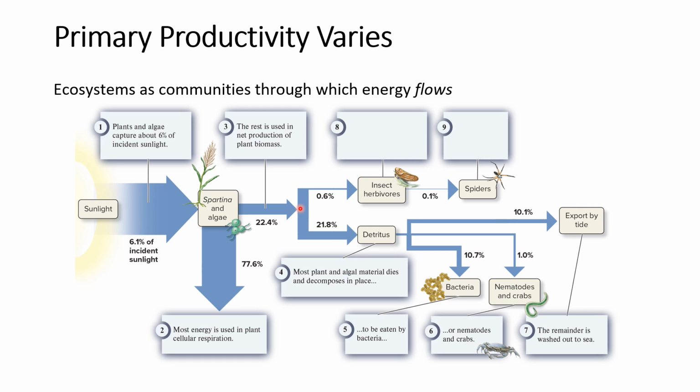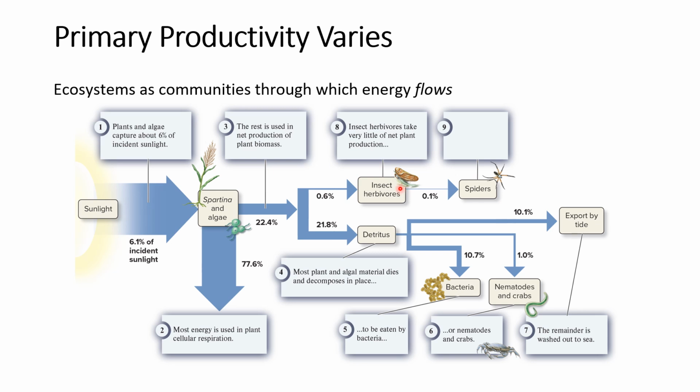Well, now we've gone through the net productivity and the decomposition and consumption of detritus. Now we can finally go back to our traditional food chain. Right now, where's the food chain? Well, notice only about 0.6% now goes to the insect herbivores, right? The true primary consumers in this food chain or food web.